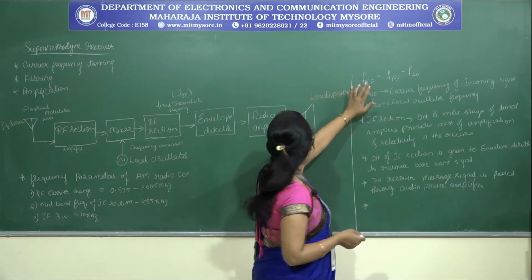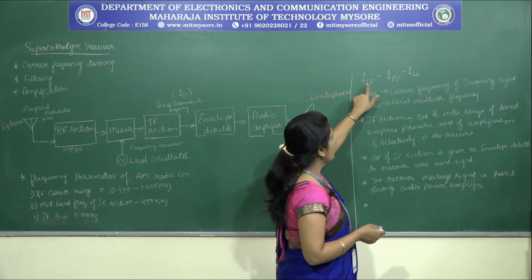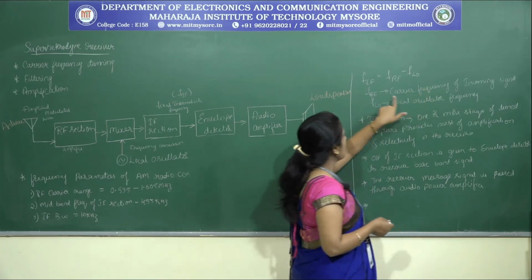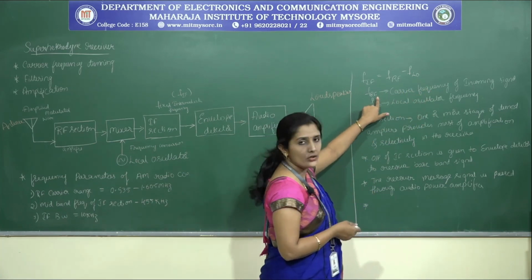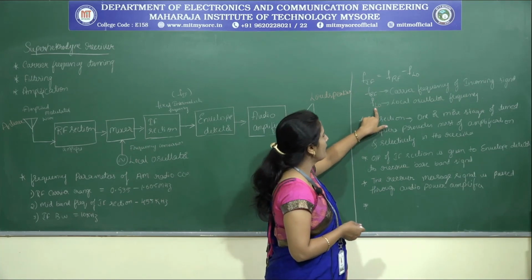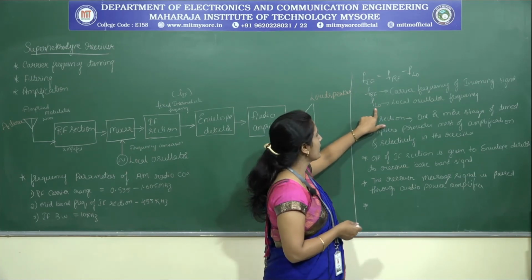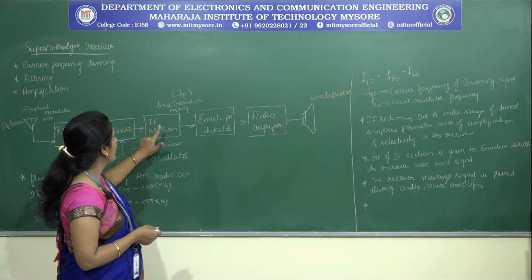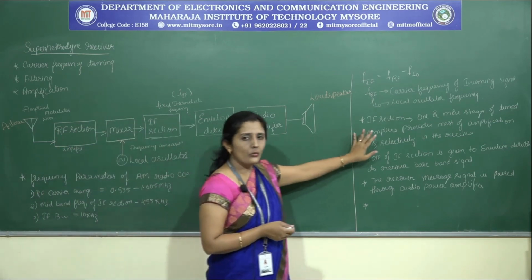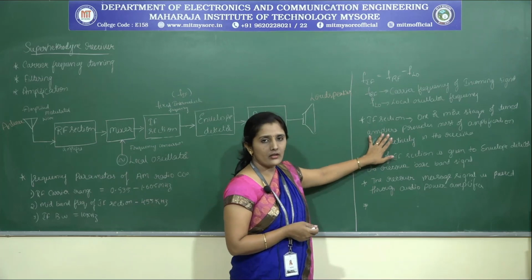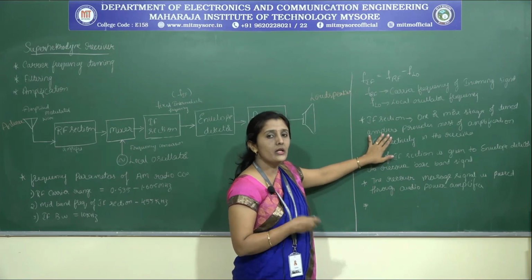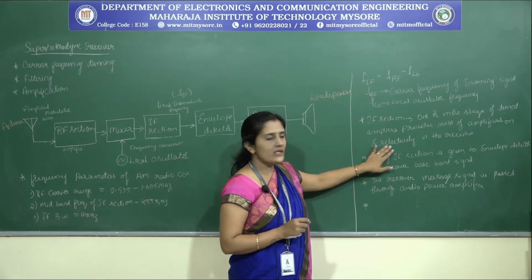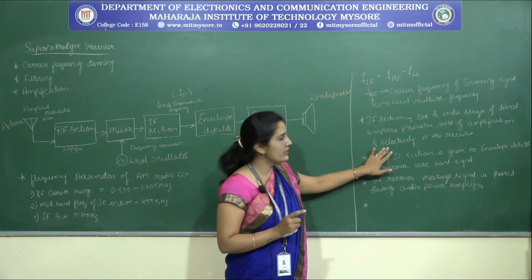This fixed intermediate frequency can be written as FRF minus FL naught. Here FRF is the carrier frequency of the incoming signal, and FL naught is the local oscillator frequency. In the IF section, the intermediate frequency section, one or more stages are present, which have the tuned amplifier, which provides multiple amplification in this stage, and it also provides the selectivity in the receiver.